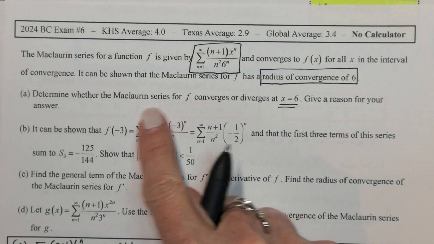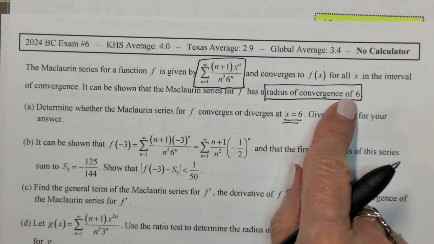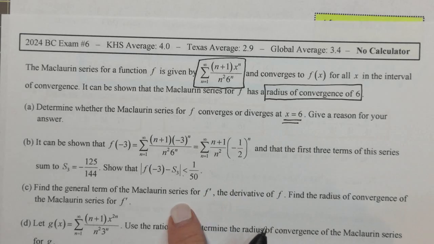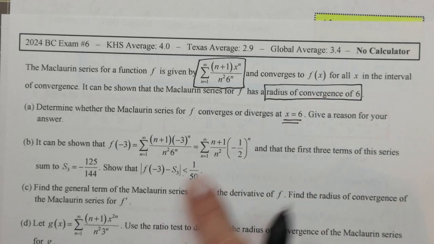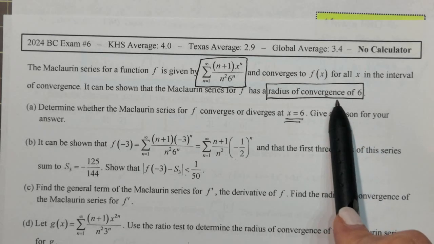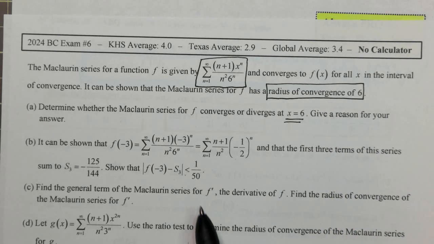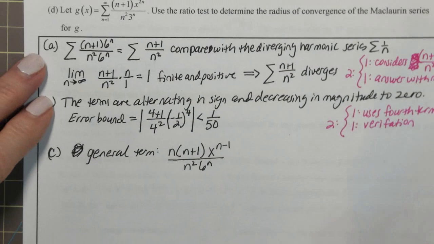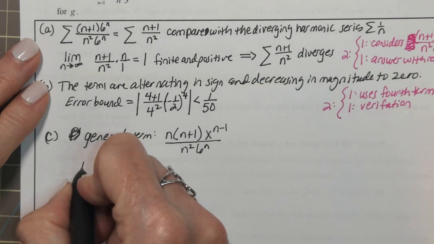They gave us the radius of convergence for f. So the radius of convergence for f prime is the same. Remember that that's a theorem. The radius of convergence for f is the same as the radius of convergence of f prime and the radius of convergence for the integral of f. So those are all the same. So I need to say that.